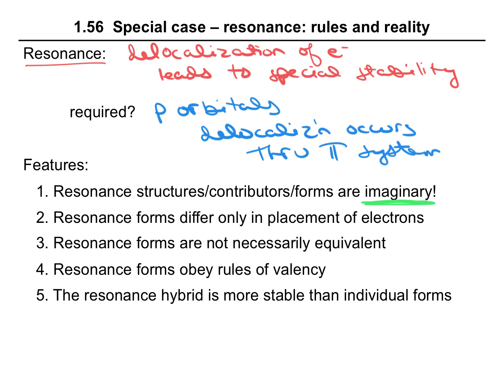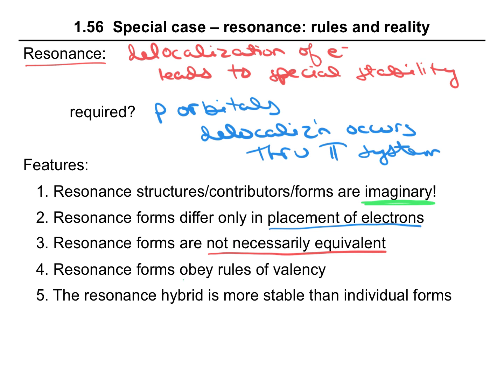We also have to remember that resonance forms differ only in the placement of electrons. If we have a hydrogen in a different place, then we're not talking about resonance structures, we're talking about isomers. Resonance forms are not necessarily equivalent to each other. On the previous slide, when we were looking at carbonate, in each resonance structure, we had one double bond between carbon and oxygen, two single bonds between carbon and oxygen. We had two negative charges, right? Those were equivalent, but that is not always the case.